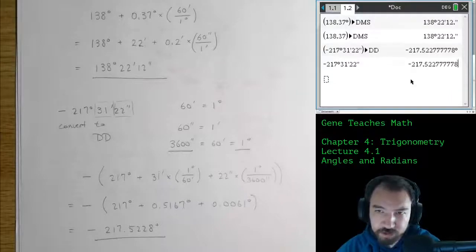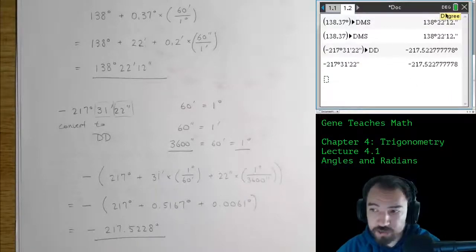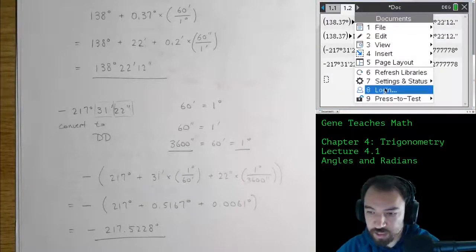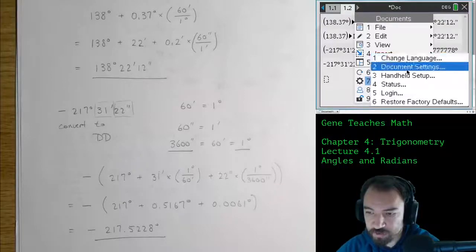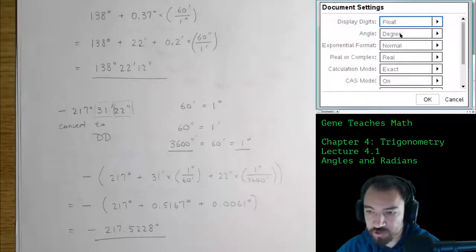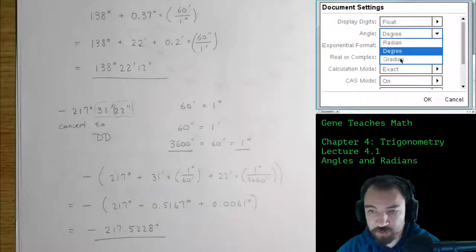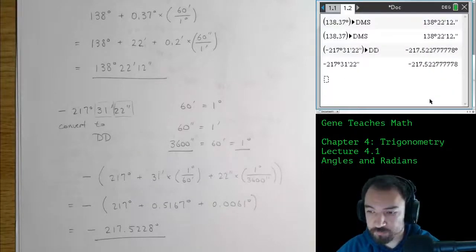So going forward, it's really important to make sure that this is the correct mode, and sometimes we will be in radians, sometimes we'll be in degrees, and you can click on it to switch back and forth, or you can go to document, and you can go to settings and statuses, and then document settings, and you can change this angle, radians, degrees, and we will not be using gradians.